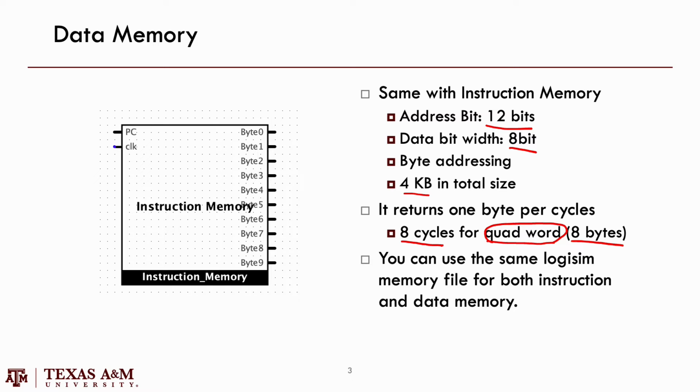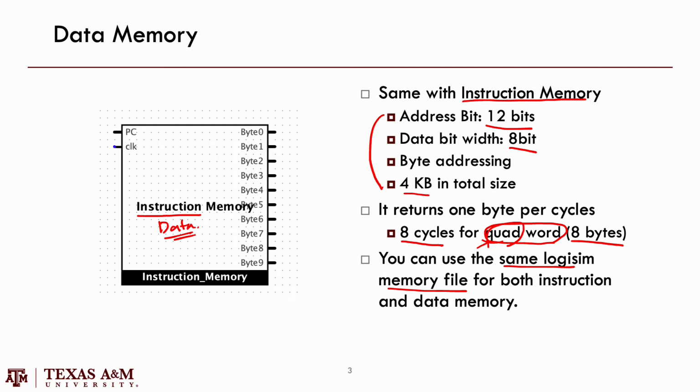We didn't talk about the actual size and type of data in the memory because we didn't have data memory before. But in the Y86 64-bit architecture, only one type of data is allowed in the memory, which is the quad word, and its size is 8 bytes, or 64 bits. Since we have the same setup as the instruction memory, we can use the same Logisim memory file to load data to this data memory. This image shows the instruction memory, but it should be a data memory. I just took this image from the previous slides.